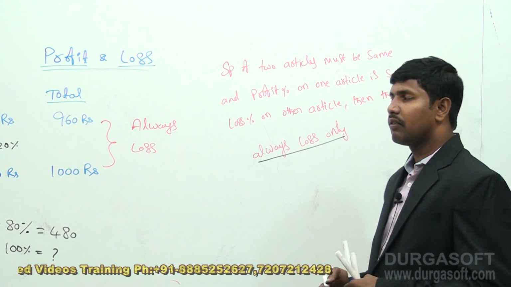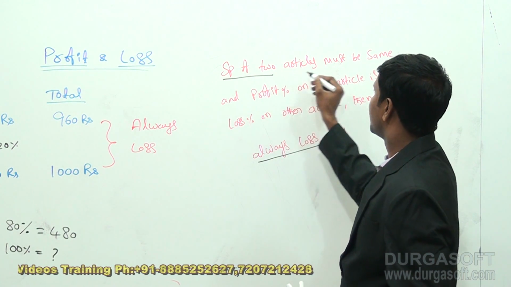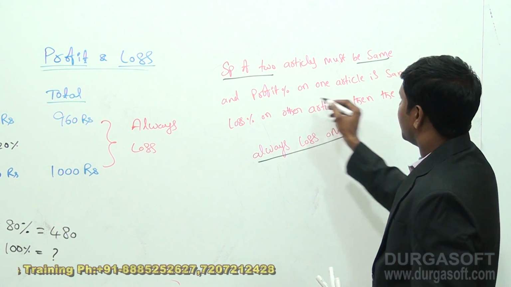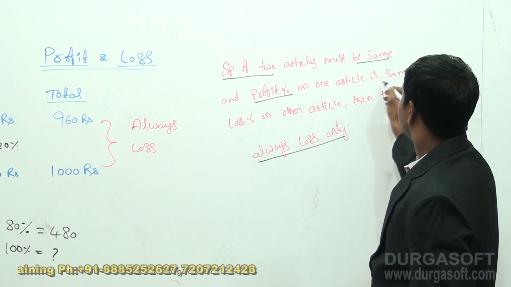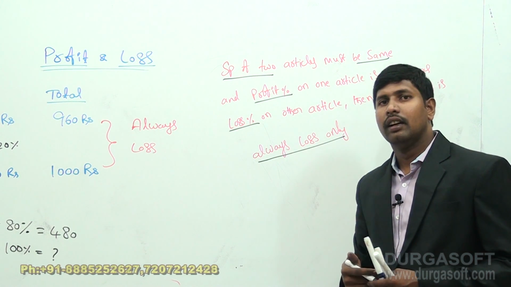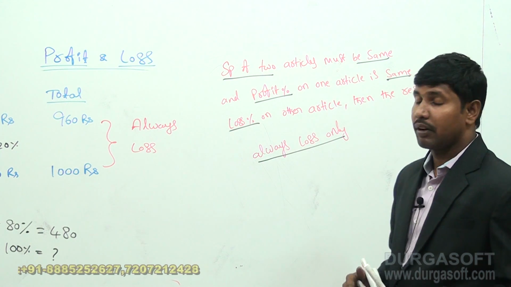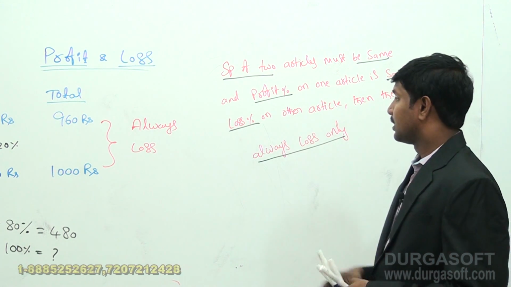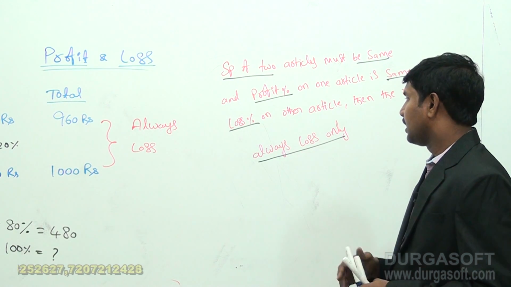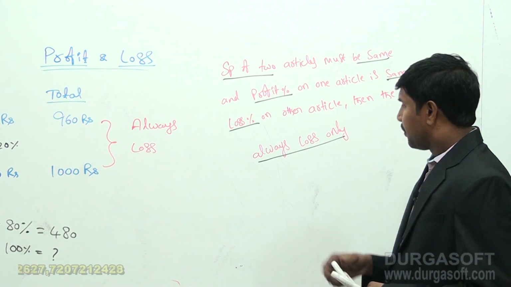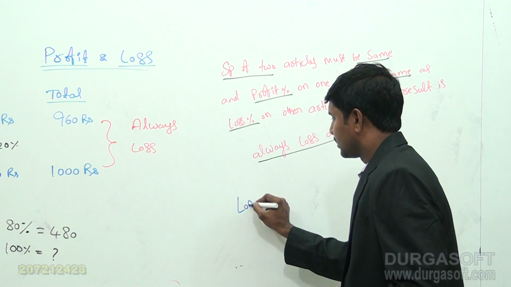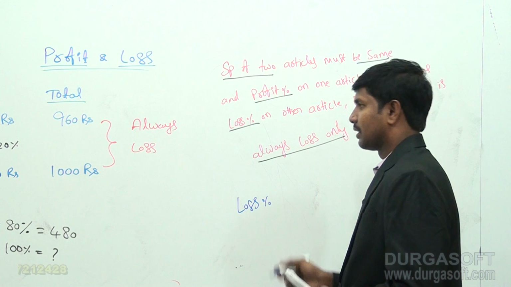We always get a loss whenever the selling price of two articles is the same and the profit percentage on one article is the same as the loss percentage on the other. So in this case we will be getting loss only, and we know that it is loss, but I want the loss percentage.